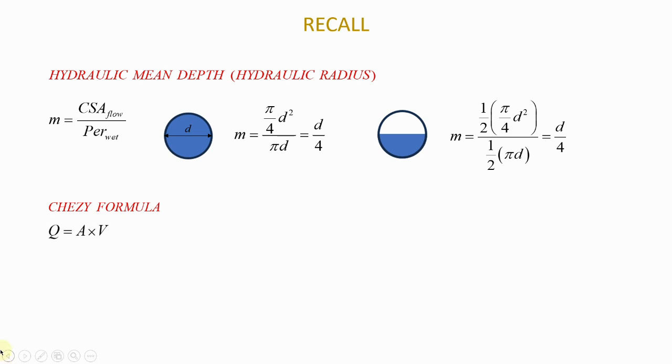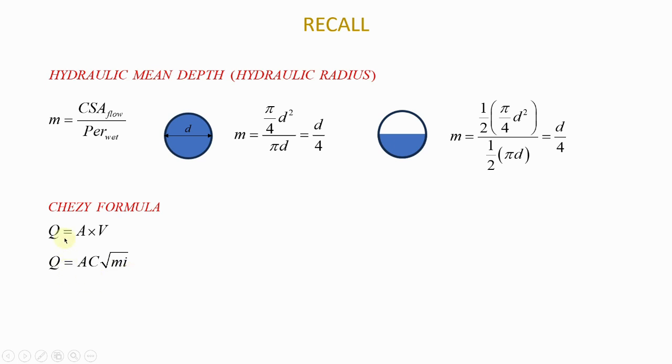First, the flow rate. Of course, the general formula for the flow rate is equal to the area multiplied by velocity. Now, in Chezy's formula, the flow rate is given as the area multiplied by Chezy's constant and then multiplied by the square root of the product of the hydraulic mean depth and the hydraulic gradient. Okay, so I is the hydraulic gradient. And so this is how you find the flow rate using Chezy's formula.